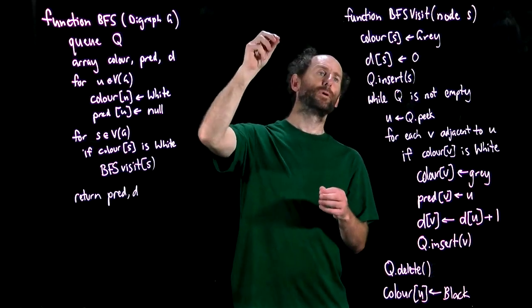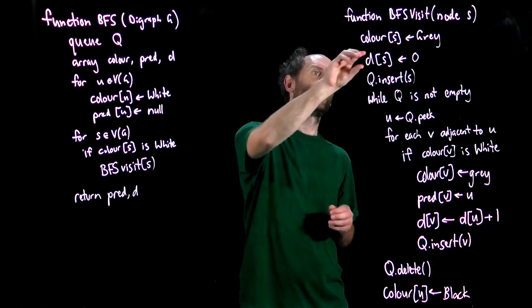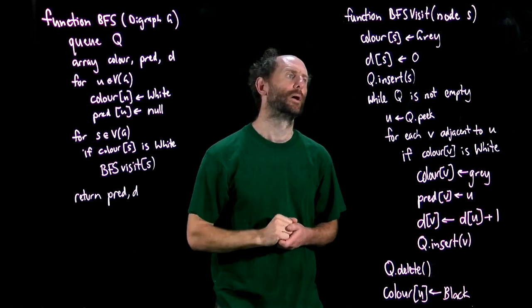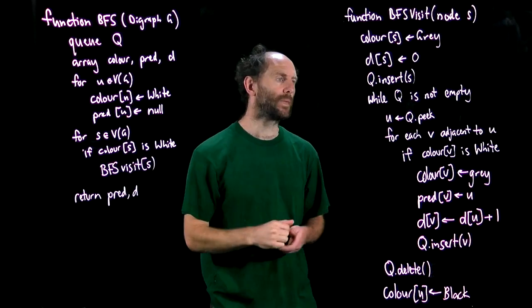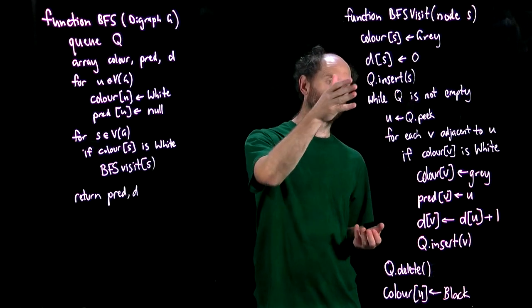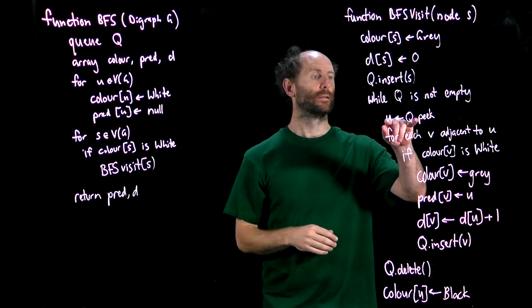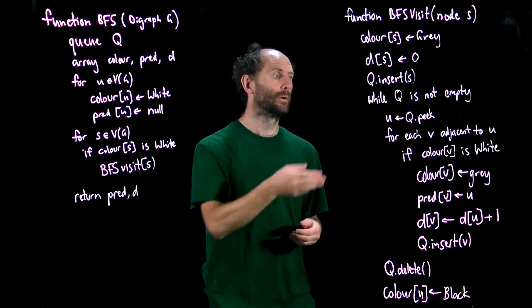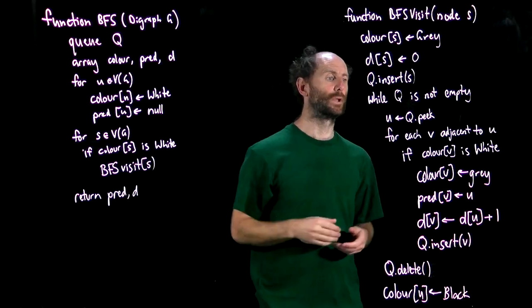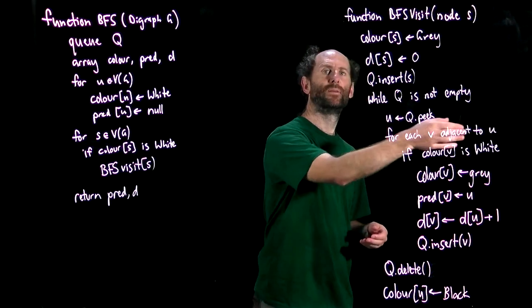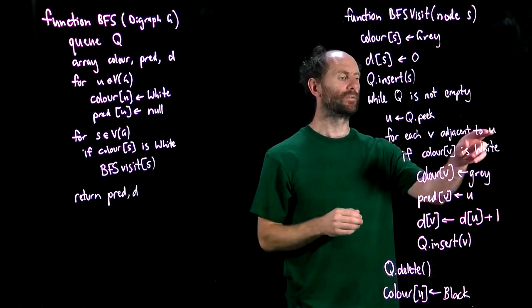This will be the root node of the tree, so we'll set the depth of that node to be 0, and we'll store the node in our queue. So while we have some grey nodes, while the queue is not empty, then we'll get the node at the front of the queue, we'll call it U. Then we'll look for any out neighbours of U.